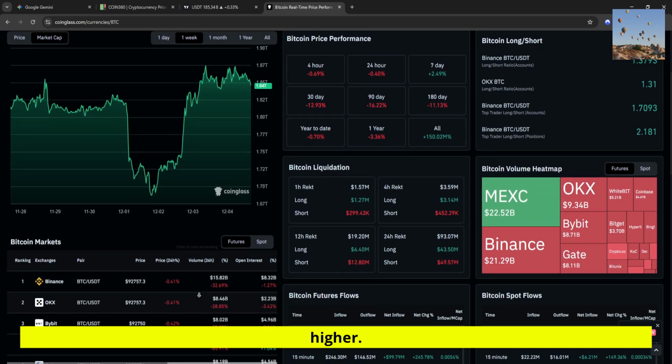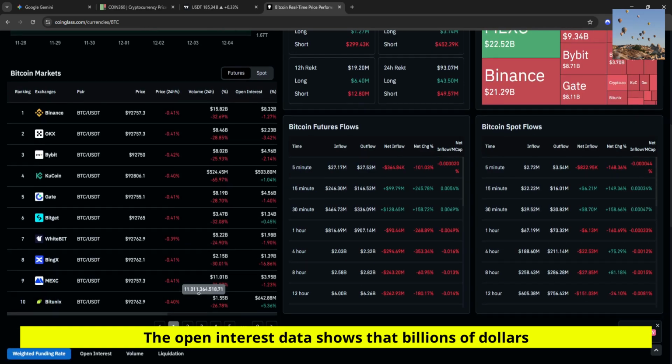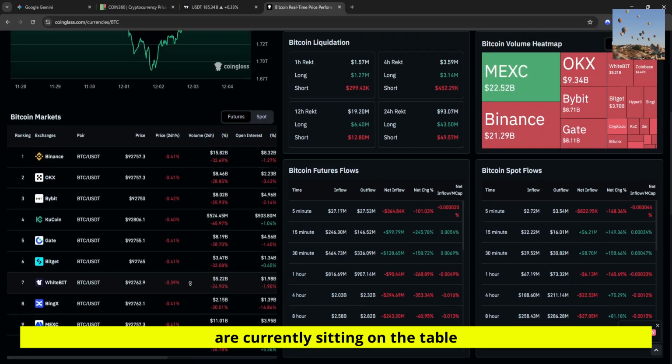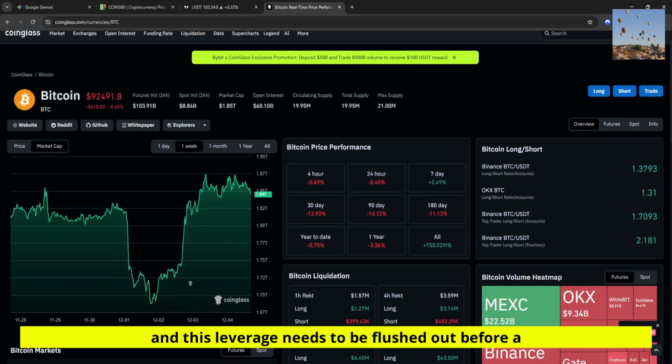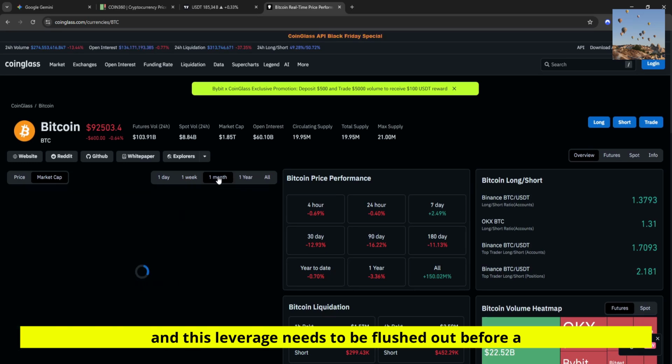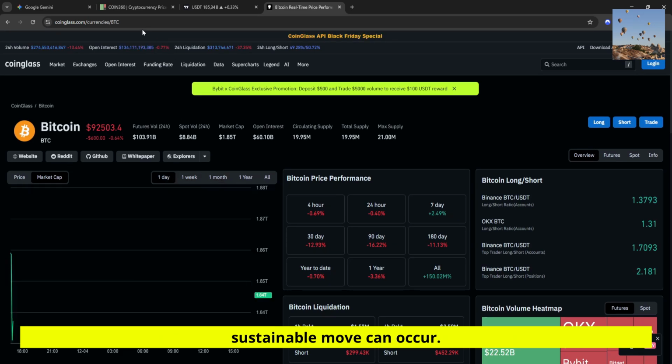the price higher. The open interest data shows that billions of dollars are currently sitting on the table, and this leverage needs to be flushed out before a sustainable move can occur.